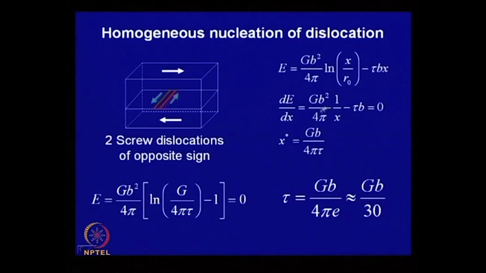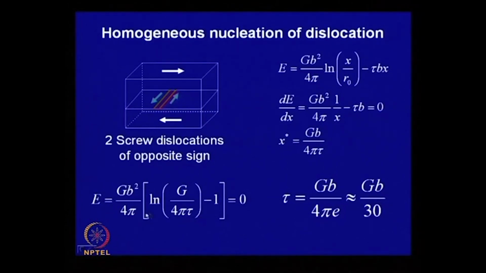So, you differentiate this to find its maximum value, that is, at what separation distance the magnitude of this energy is maximum. You differentiate it, equate it to 0, and with a little algebraic simplification, you will find the critical distance of separation is equal to G b over 4 tau. You substitute this back into this equation, you get this.